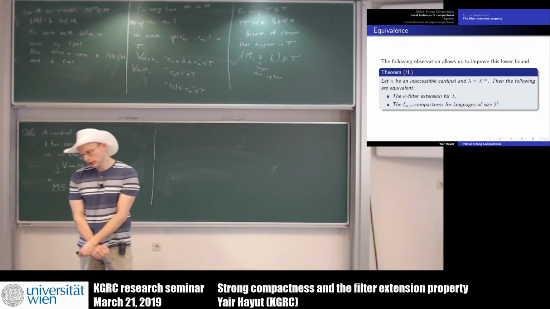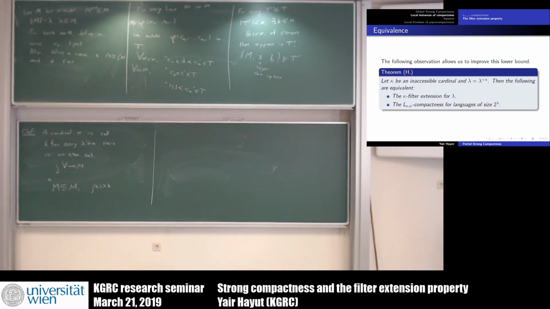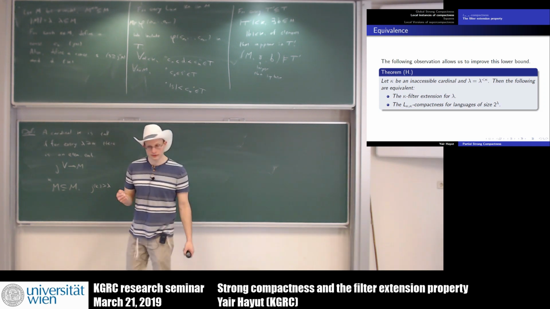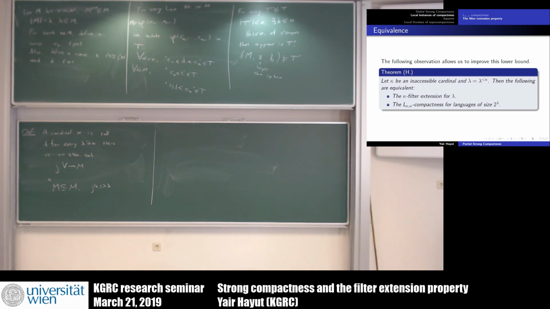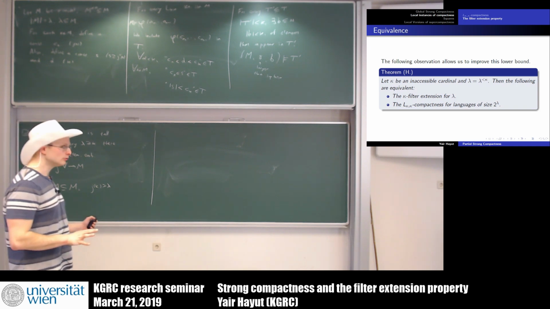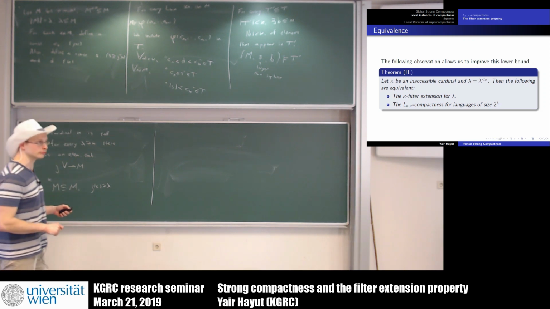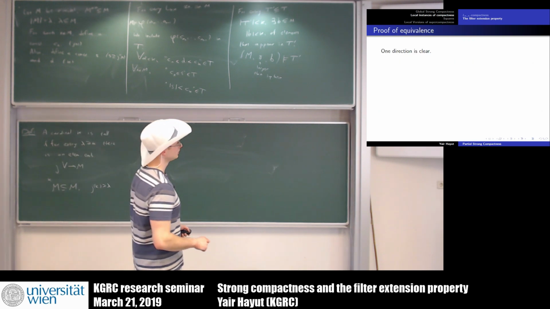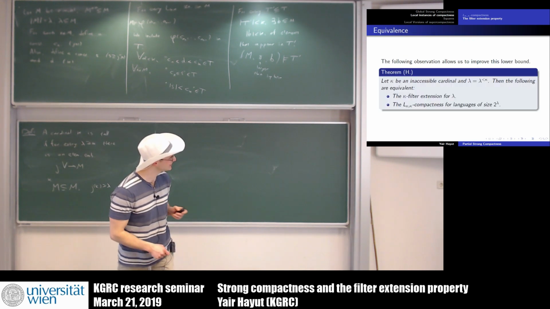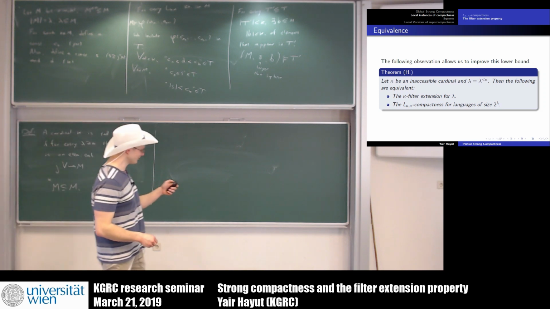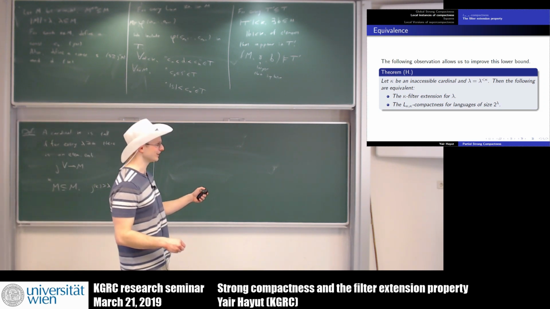Okay, so this is the statement. The following are equivalent for a cardinal lambda, which satisfies lambda to the less than kappa equals lambda. We have the kappa filter extension property for lambda, and we have L_{kappa kappa} compactness for languages of size 2 to the lambda. Okay, so this is the statement of the lemma. Once we have this, we will be really a few steps away from improving the consistency strength quite a bit. One direction is clear. So which direction is clear? So from this to this is the clear direction.